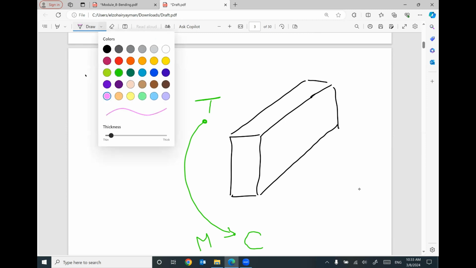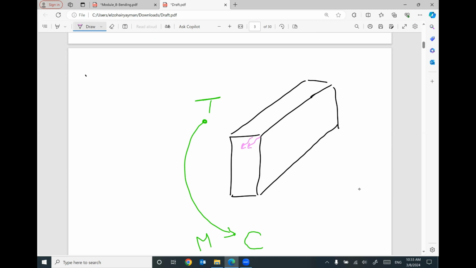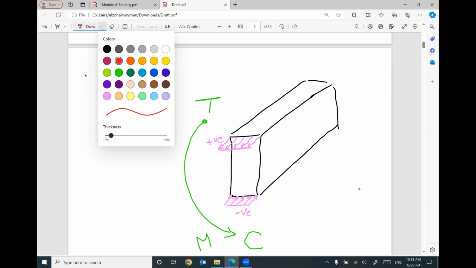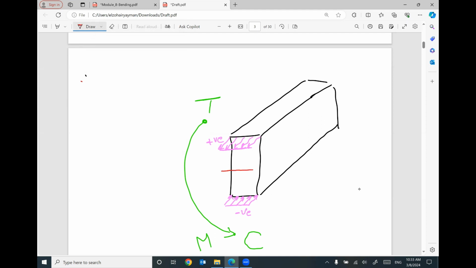So I will have tension at the top of the cross section like this, and I will have compression at the bottom of the cross section like this. This stress will be positive because it's a tension. This stress will be negative because it's a compression. To move from tension to compression, or from compression to tension, we must go through something called the neutral axis. This neutral axis is a line in the cross section with no tensile stress, no compressive stress, so it's not positive, it's not negative. What does it mean? It's 0.